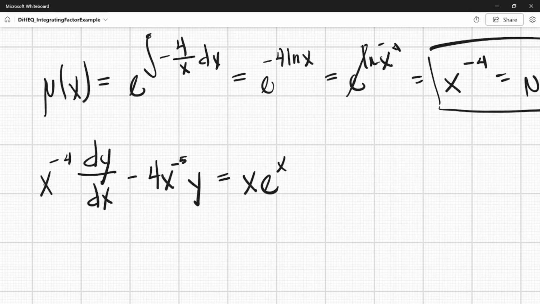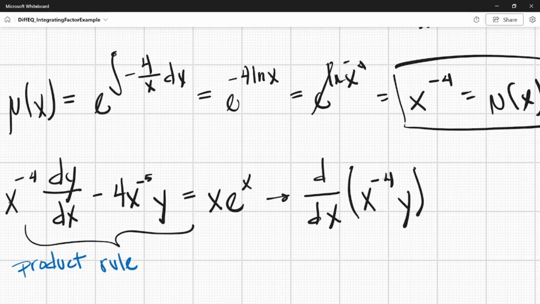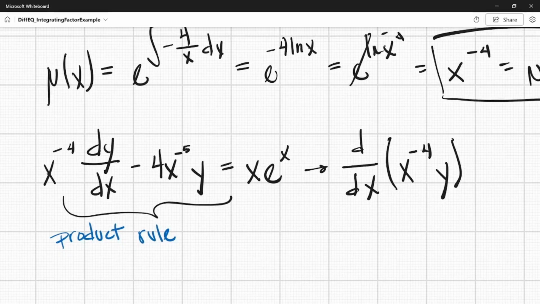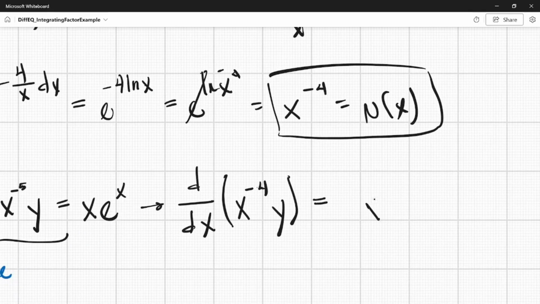Now we can see that this is actually the result of a product rule. So what I'm going to do is write the left-hand side of the equation as if it were in terms of a derivative of a product of two functions. And those two functions are just x to the negative 4 and y. And if you look at the left-hand side of the equation, if you were to take this derivative, you would get exactly this applying the product rule. And I can just keep this side on the right the same.